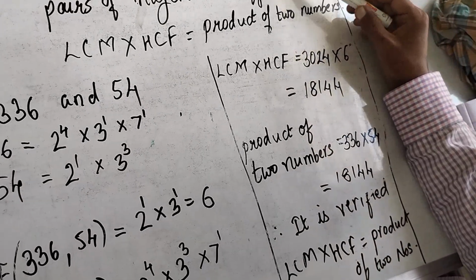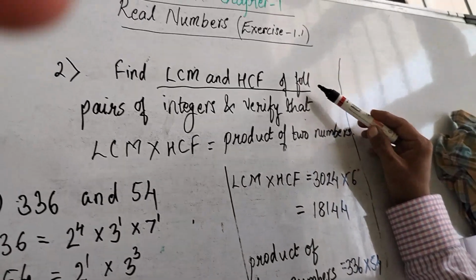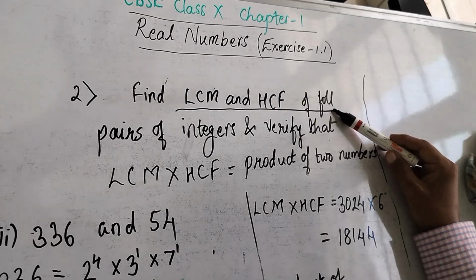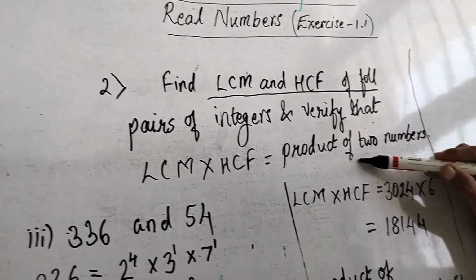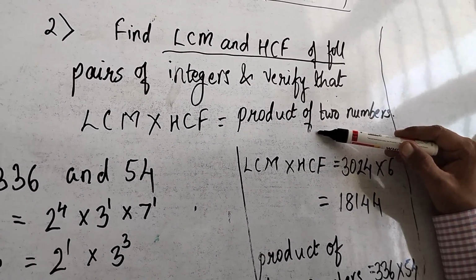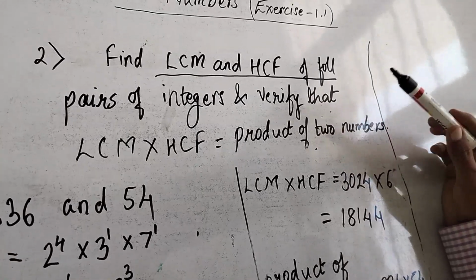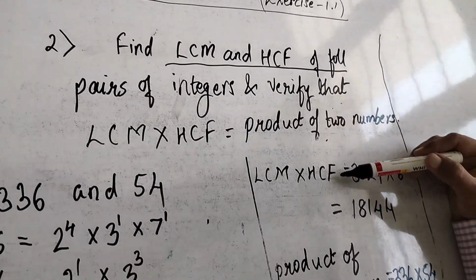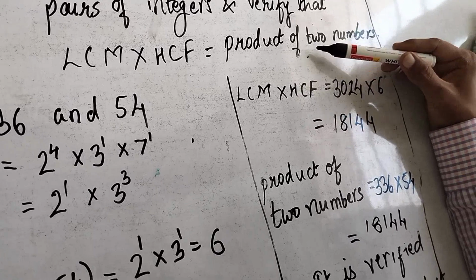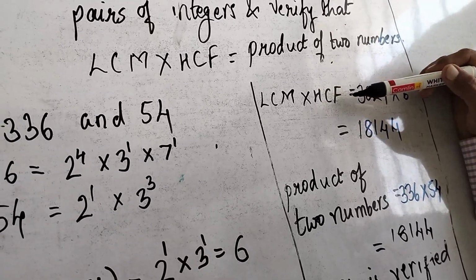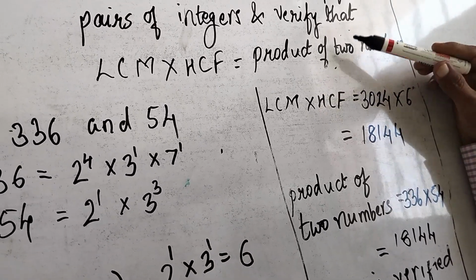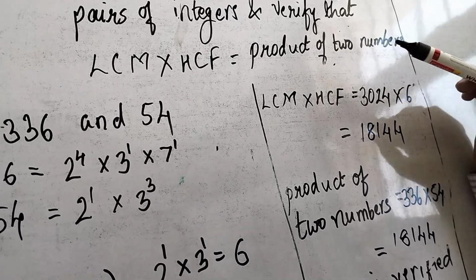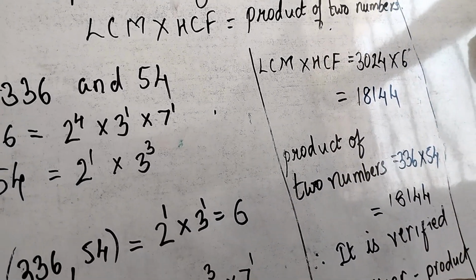Hence we have done both the cases, that is finding the LCM and HCF and verifying that LCM into HCF is the product of the two numbers in this second question. All the three examples of the second question's sub questions have been solved for you. You can have a look at it once again. And now we are going to move to the third question.